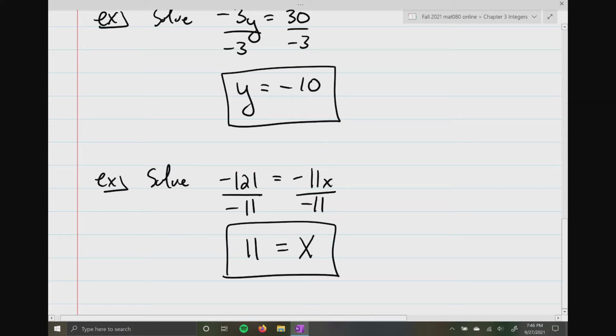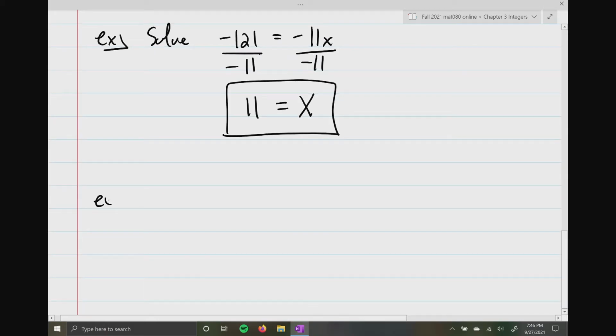Okay? So the last thing I want to do is just a couple translating from a sentence into like a math equation, okay? So let's try this one here. So the difference of Q and 7 is negative 3.